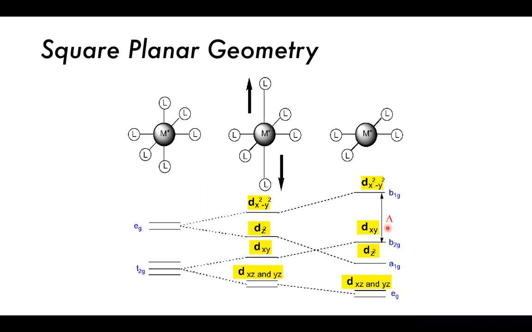And so the delta for square planar, delta square planar, is going to be between these orbitals. And then the others are much more stable. And notice also that the symmetry labels for these have changed. It's no longer EG and T2G, but now EG, A1G, B2G, and B1G.